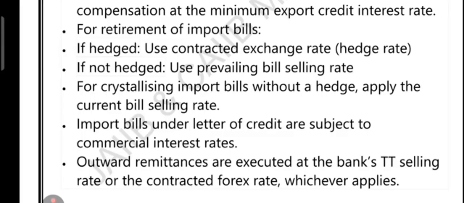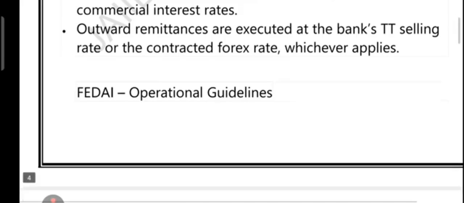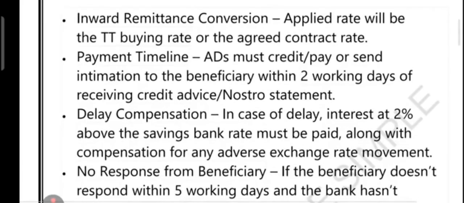Now suppose you want to crystallize the import bill. That is called crystallization of import bill without a hedge. The bank also applies the current bill selling rate. And now suppose the import bill is under letter of credit. There also the normal commercial interest rate applies. And finally, outward remittance like sending money abroad is done at the TT selling rate or at the agreed forex rate, right? Now let's look at some other operational guidelines of this FEDAI.